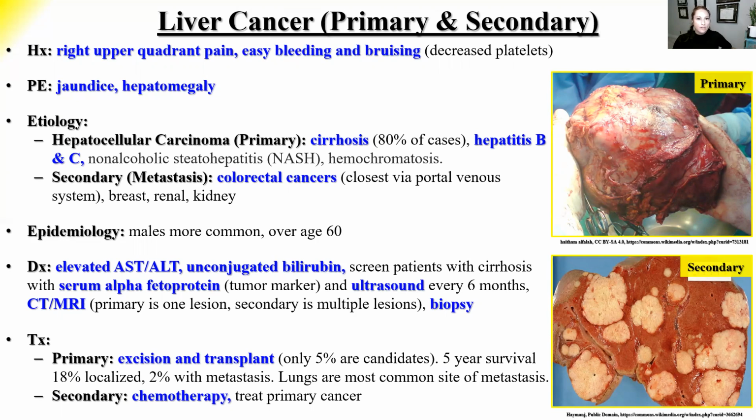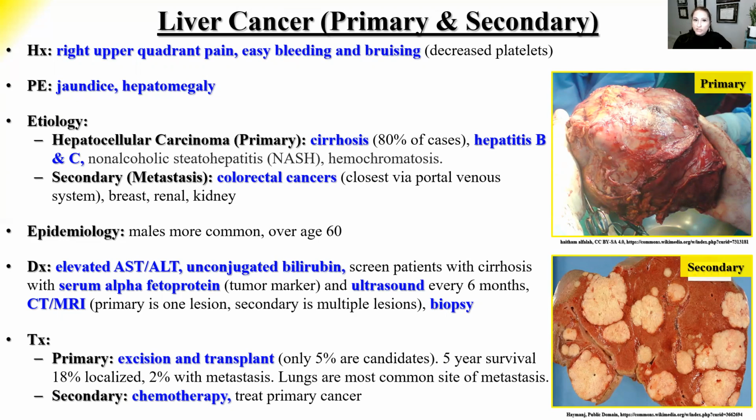because they're more common for cirrhosis. On labs, elevated AST, elevated ALT, elevated unconjugated bilirubin, because remember, the liver is the site of the conjugation. So if the factory or the liver's broken, you're going to have those higher levels of unconjugated bilirubin. You want to be screening your patients with cirrhosis every 6 months with that tumor marker, the serum alpha fetoprotein that we talked about on that second slide, and an ultrasound every 6 months to monitor for the progression of this and to screen them for cancer.